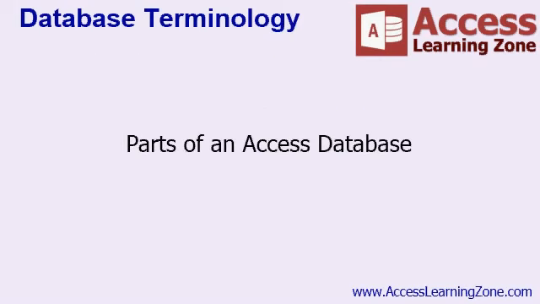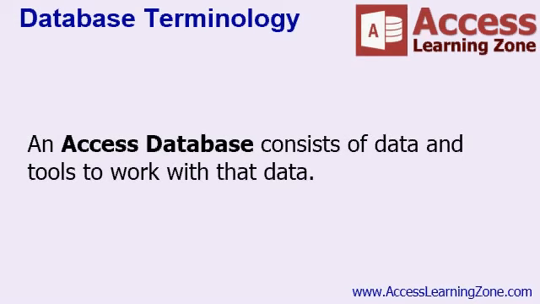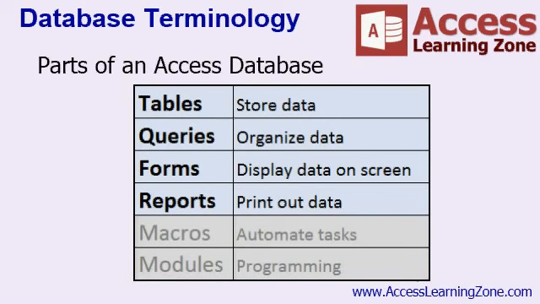Now that we know what a database is and what the benefits of using a Microsoft Access database are, let's talk about the parts of an Access database. An Access database consists of data and the tools to work with that data. What are these tools? An Access database consists of tables, queries, forms, reports, and optionally macros and modules.